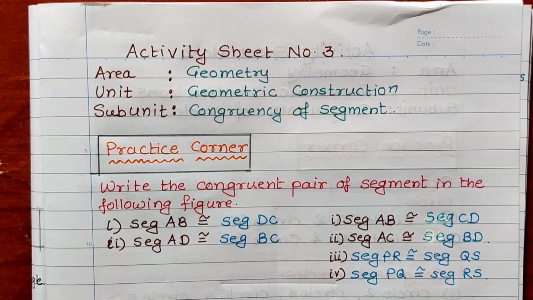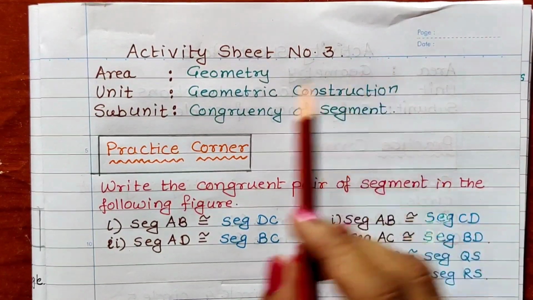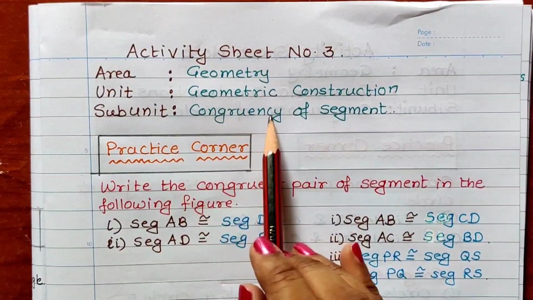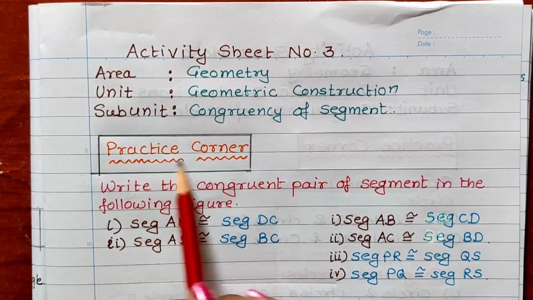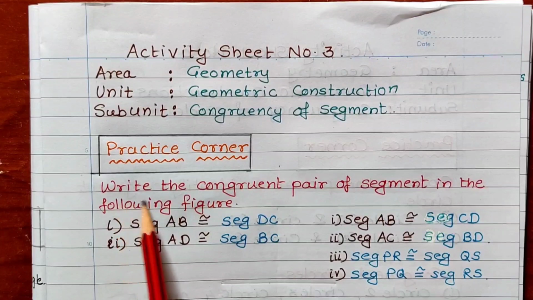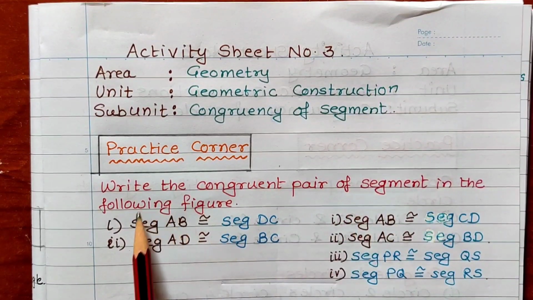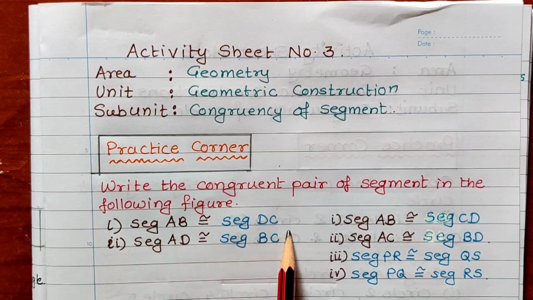So as you all can observe here, I have written activity sheet number 3. Area is geometry, unit is geometric construction, and subunit is congruency of segment. You have to write practice corner. Write the question: write the congruent pair of segments in the following figure. If you want, you can draw the figures which are shown in sheet number 3. And you can write the pairs of congruent segments.